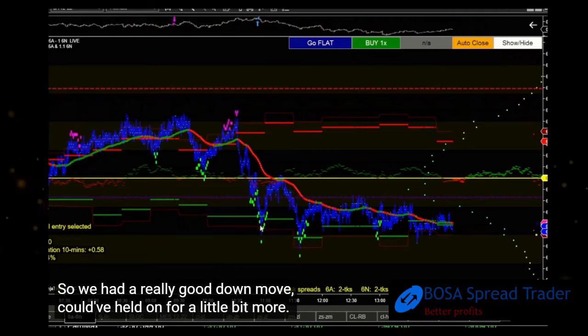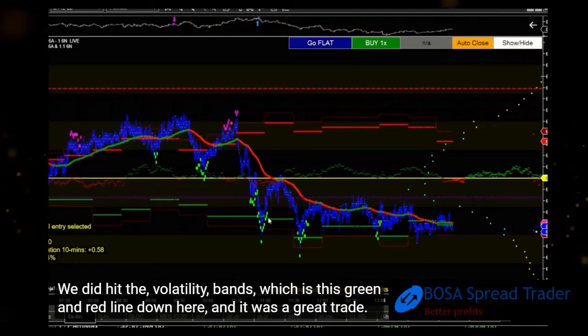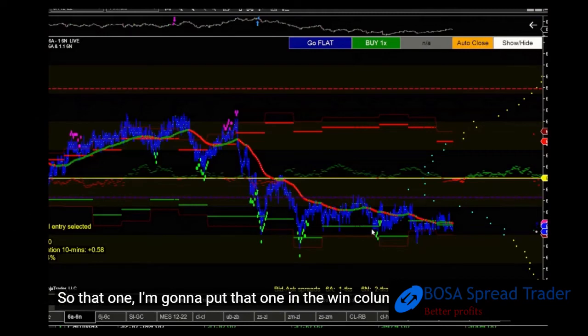So we had a really good down move. Could have held on for a little bit more. We did hit the volatility bands, which is this green and red line down here. And it was a great trade. So that one, I'm going to put in the win column.